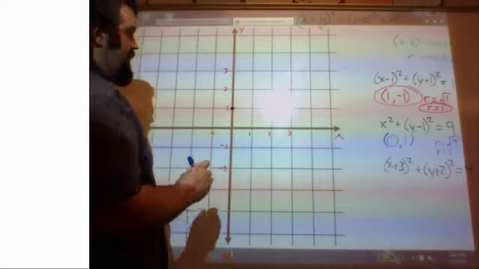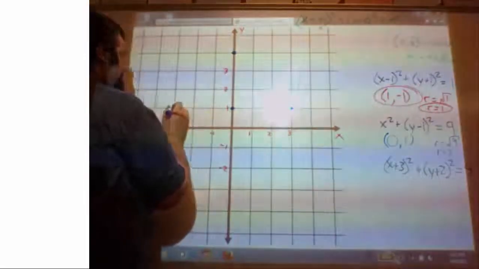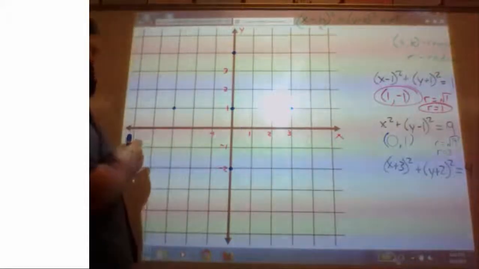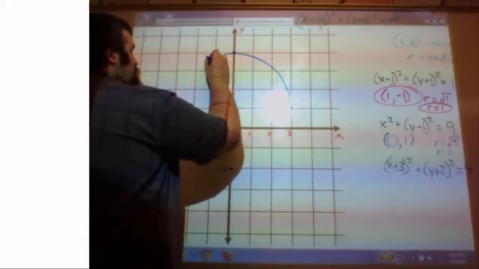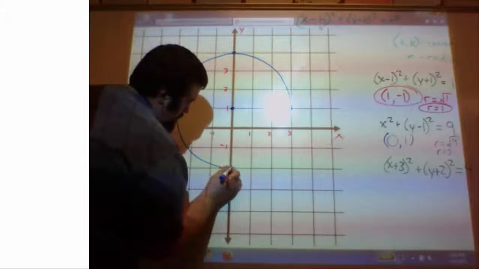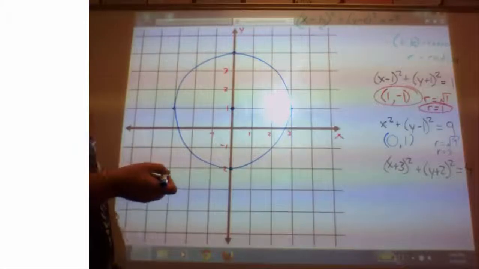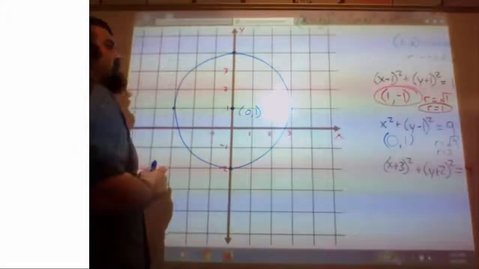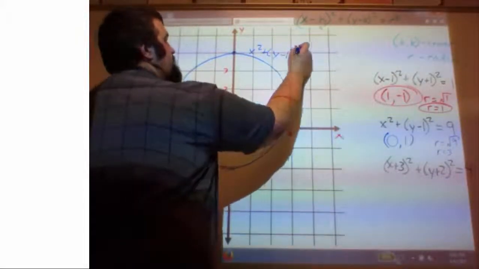The radius is 3, so I go to the right 3. I go up 3. I go to the left 3. And I go down 3. And now I try to connect those 4 dots with as smooth of an arc as possible. And yeah, it's not perfect, but it's close. So 0, comma 1. And again, write your equation. X squared plus y minus 1 squared equals 9.